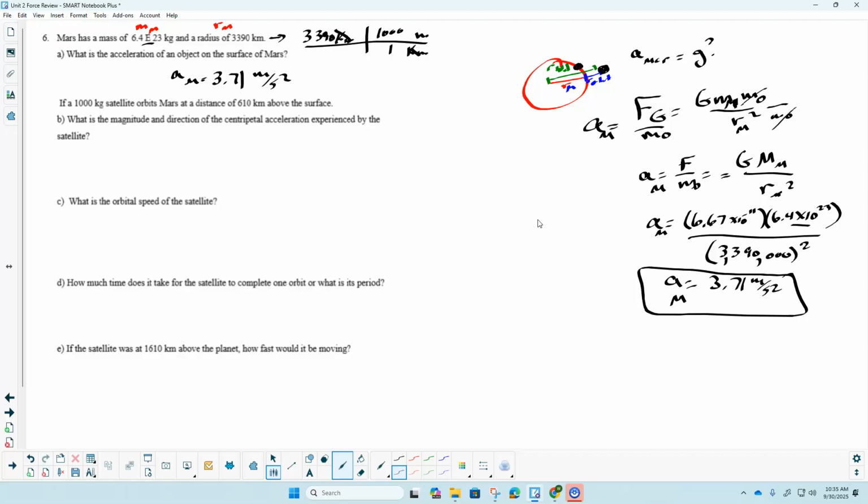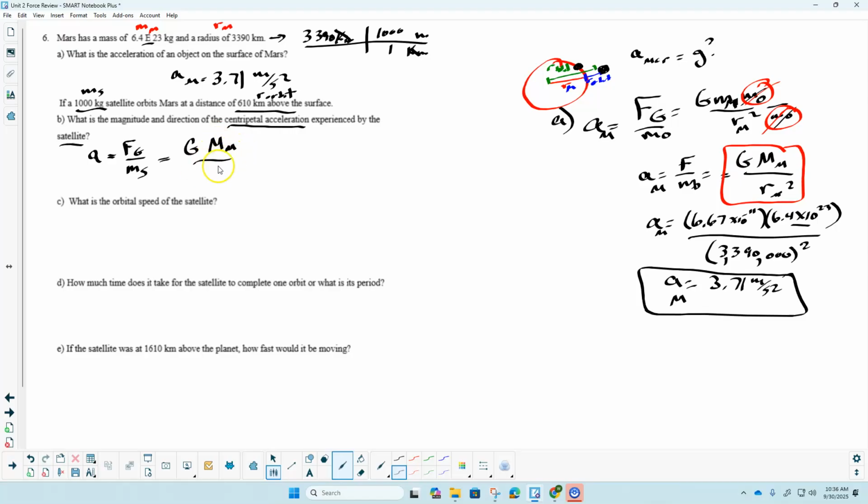It's a 1,000 kilogram satellite, so that's the mass of the satellite. And then the distance above the surface, that's the radius of the orbit, that we're going to add. So we need to figure out the magnitude and direction of the centripetal acceleration experienced by the satellite. It's kind of the same thing that we did in part A. We're looking for acceleration, and that's just the force of gravity divided by the mass of the satellite. So again, the mass term, the second term here, is going to drop out. So it's just this G M M over R, but R has now changed.